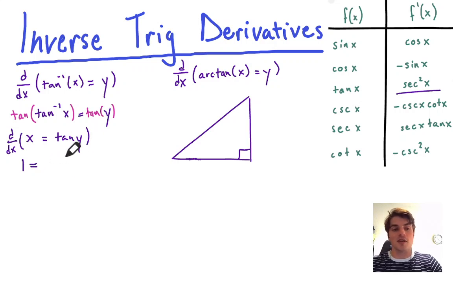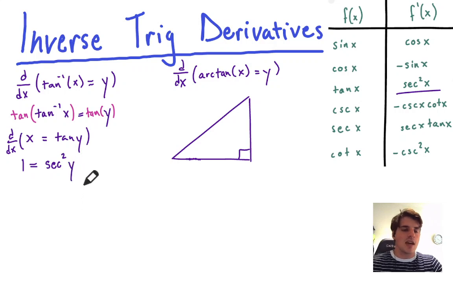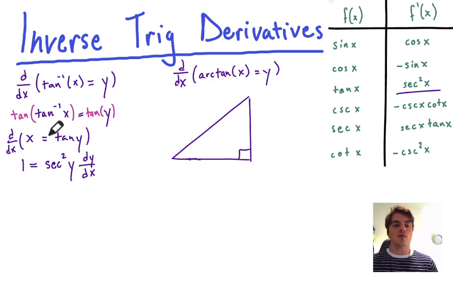My last rule was when we're taking derivatives of tangent and secant, we need 2 secants and 1 tangent. I have my tangent, so we need 2 secants. So secant squared y. And then we're going to multiply by the derivative of y, which is dy dx. Okay, so we have 1 equals secant squared of y dy dx, and we want to get rid of that y. So we can use this property up here, that tangent of y is equal to x.